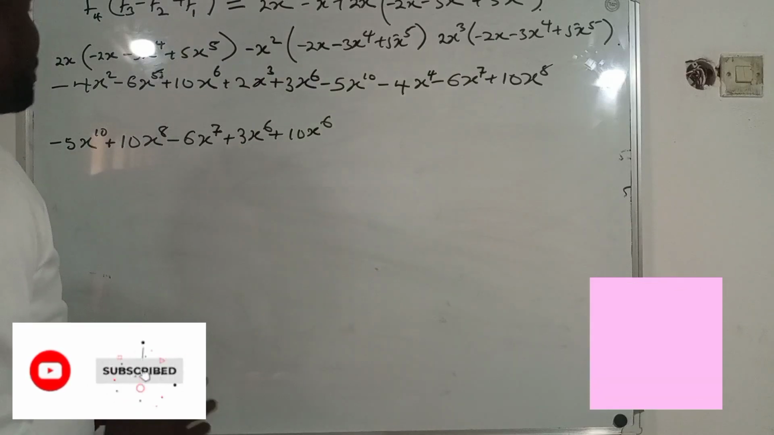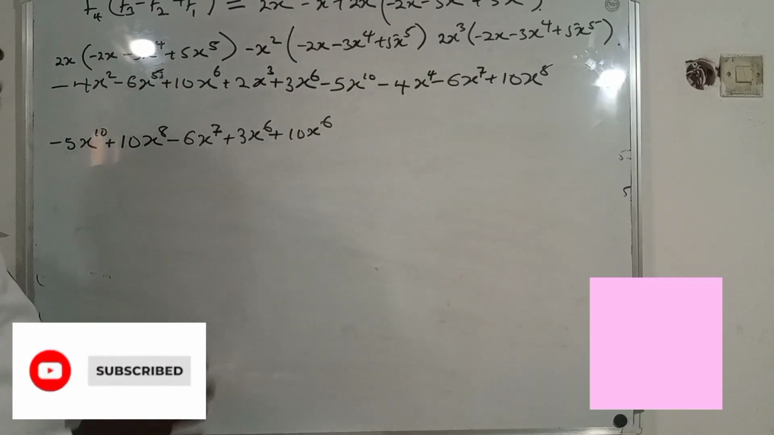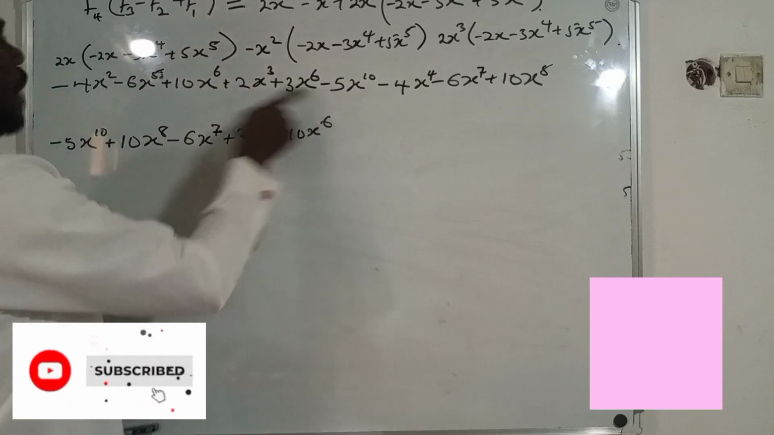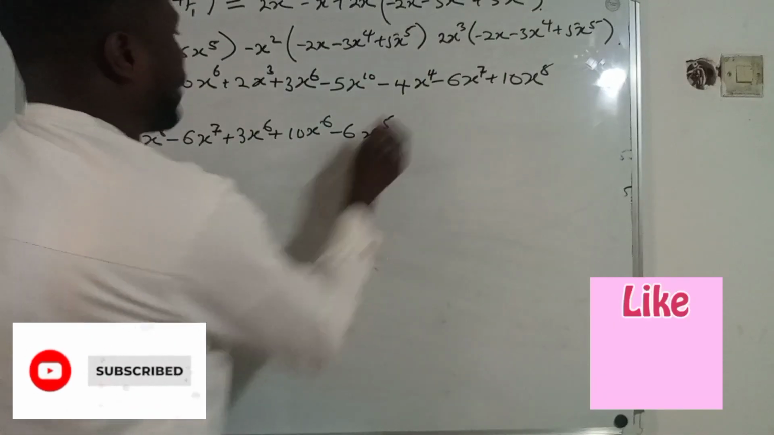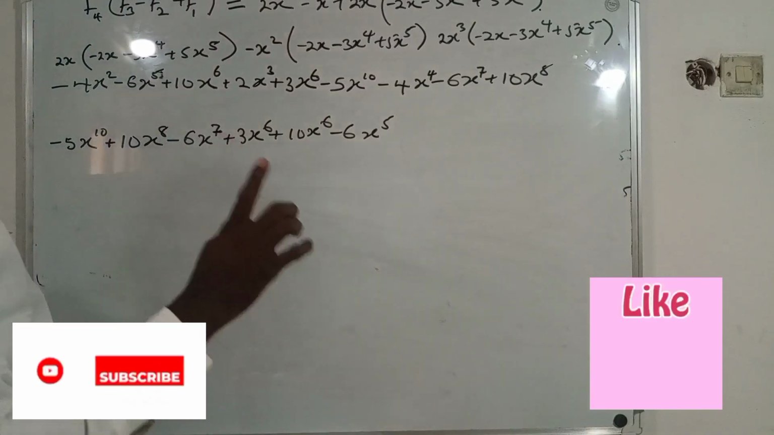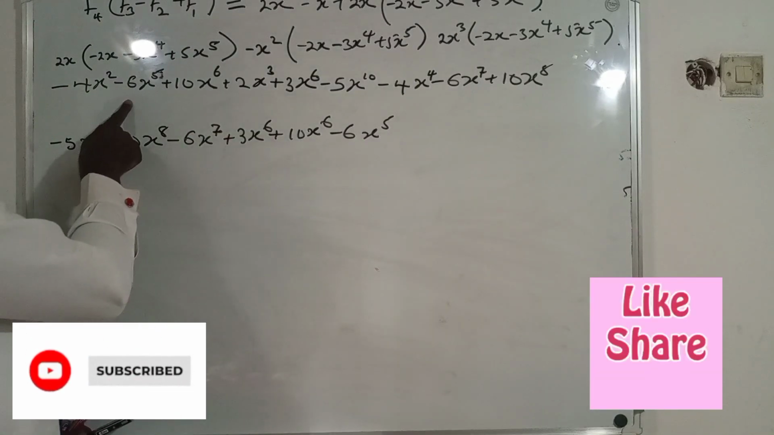After power 6, what else? Power 5. We have one of the power 5 here. This is it. I think that's all. Minus 6x raised to power 5. We have power 5, only one. Minus 6x raised to power 5.